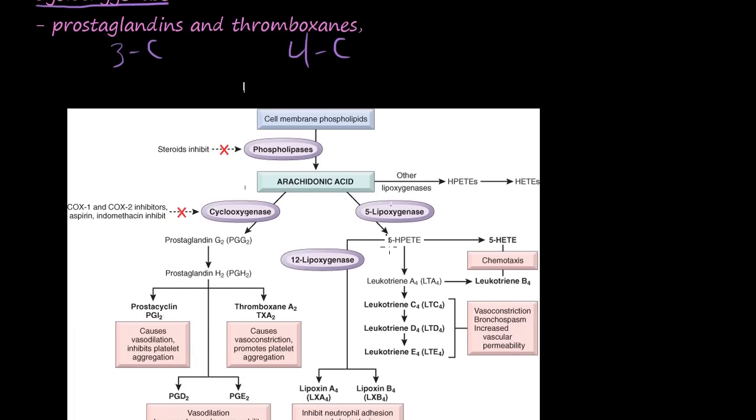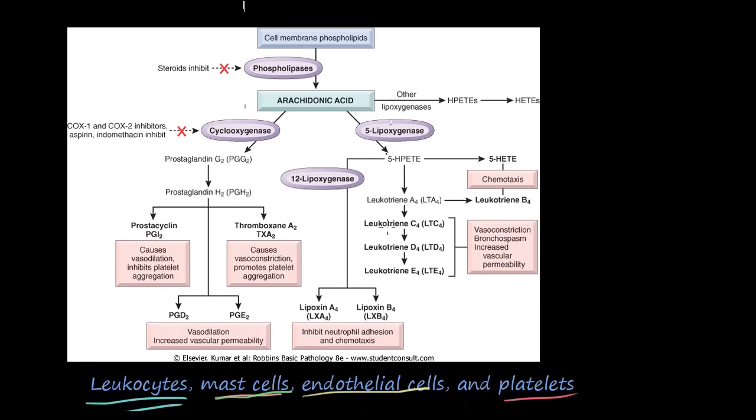So if we use this cyclooxygenase pathway, this is an enzyme, so what it does is it converts arachidonic acid to prostaglandin G2 and prostaglandin H2. Now once you have prostaglandin H2, then it can either be converted to thromboxane or prostacyclin. And this is what it causes. Prostacyclin causes vasodilation, and it inhibits platelet aggregation.